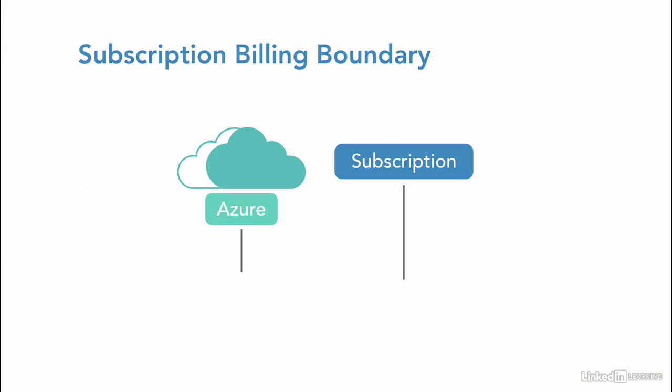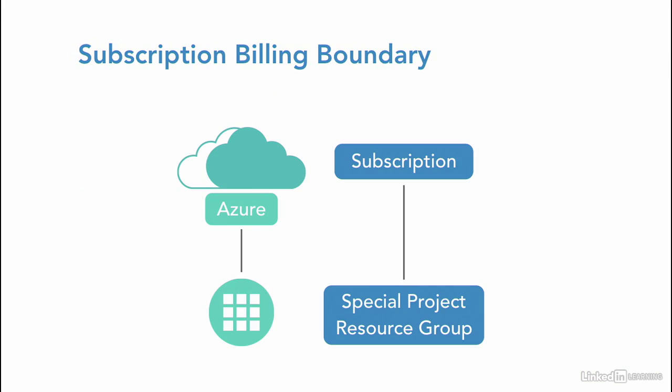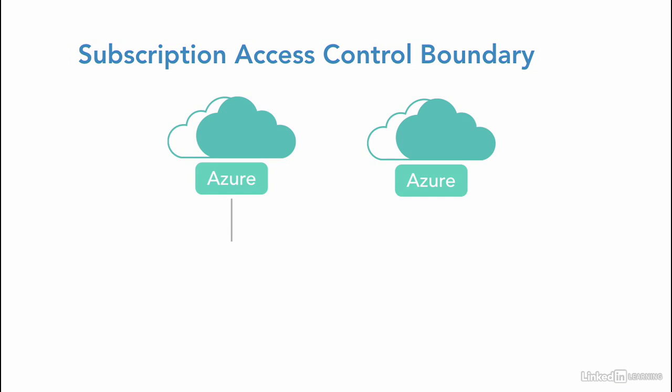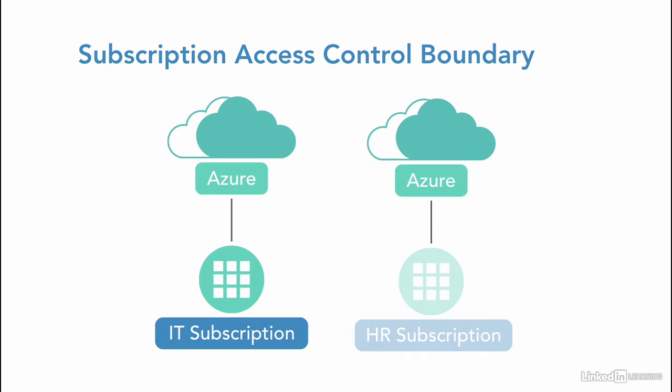You can use a subscription to establish a billing boundary. This is a great option when you need to isolate billing to a specific group, for example, a special project. A subscription or subscriptions can also be used as an access control boundary. When we use this model, subscriptions are applied to an organization's departments. In our very simple example here, we have 2 subscriptions, one for IT and one for HR.